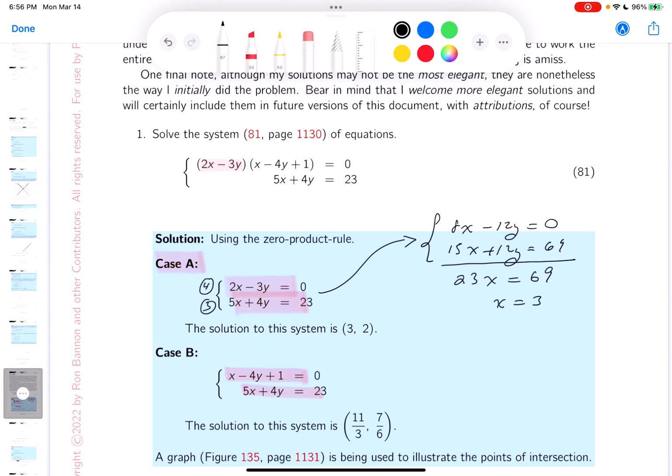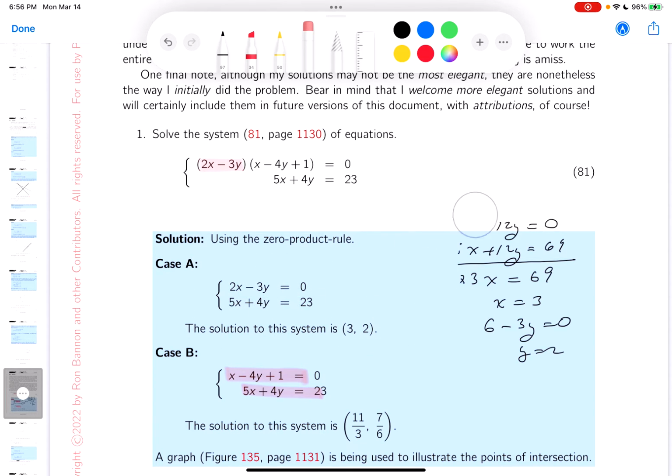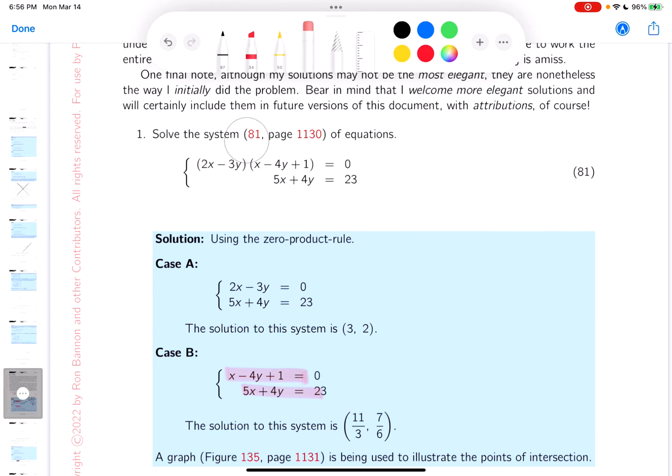How do you get the y? Plug it in anywhere you like. I plug it in right over here because it's probably pretty easy to deal with. What do you get over there? You would get 6 minus 3y is equal to 0. y would have to be equal to 2. So the ordered pair is 3, 2. All right, let's do the other one. Probably equally as easy. So I'm done with case A. I'll erase it. I'm convinced that case A worked out pretty nicely.